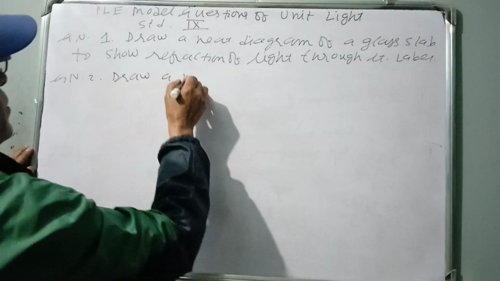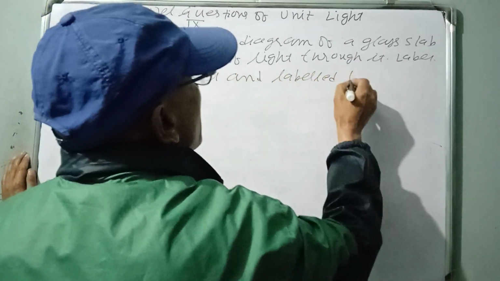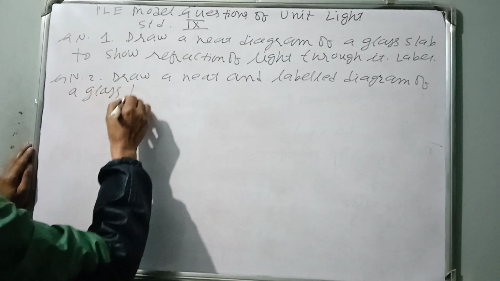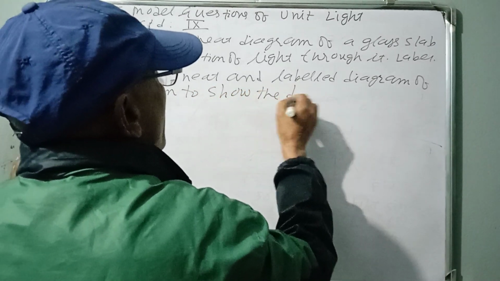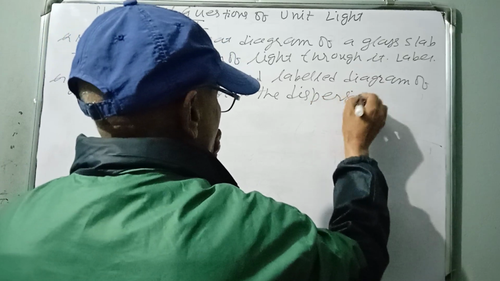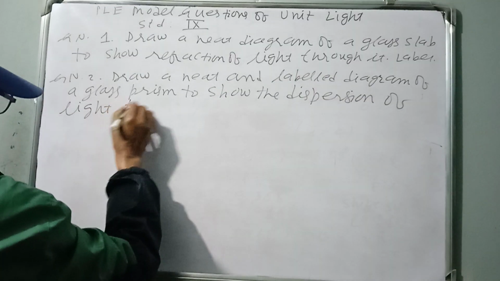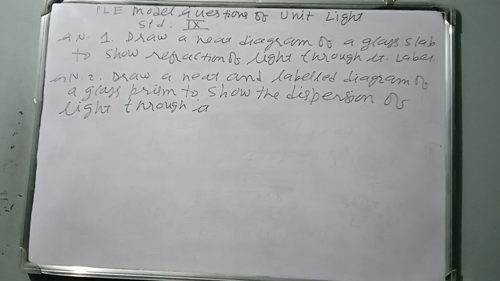Question number 2 is: draw a neat and labeled diagram of a glass prism to show dispersion of light through it.